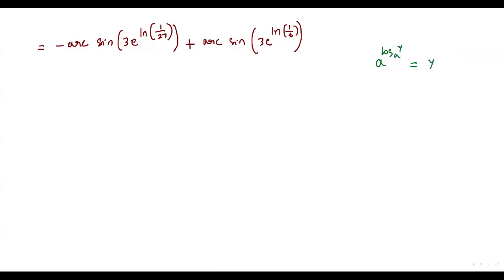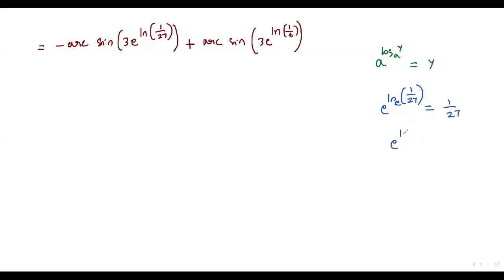Now, using this property, we can evaluate e to the power of ln of 1 over 27. Let me write it, e to the power of ln of 1 over 27. Here the base is e, and this is a logarithm. Since we have the spelling ln, we can understand it's a natural logarithm. Natural logarithm will always have the base e. Here the base is e, and the base of the logarithm in the exponent is also the same e. Then what is the result? That is the argument of the logarithm, which is 1 over 27.